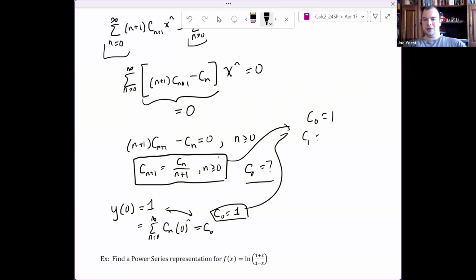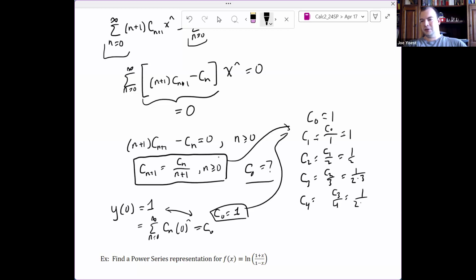So we combine these. c_0 is 1. c_1 is c_0 over 1, or 1. c_2 is c_1 over 2, or 1/2. c_3 is c_2 over 3, or 1 over 2 times 3. c_4 is c_3 over 4, 1 over 2 times 3 times 4. And I think we see the pattern. c_n is 1 over n factorial.